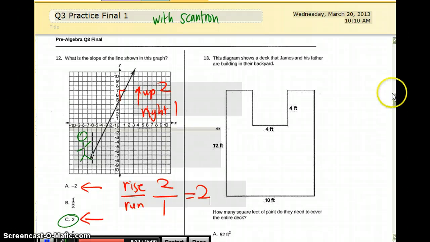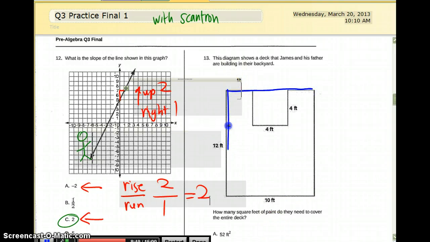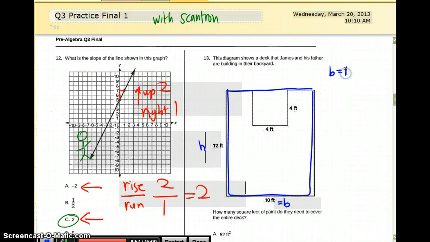Okay, 13. I'm looking to paint this whole part, which looks kind of like a U, and I want to paint all that and find the area basically. There are several ways to approach this problem. I could look at it like a whole rectangle. If I painted the whole thing, I would multiply the base and the height of the whole thing, which would be 12 and 10. So the area of the whole would be base times height, which would be 10 times 12, which would be 120 feet squared.